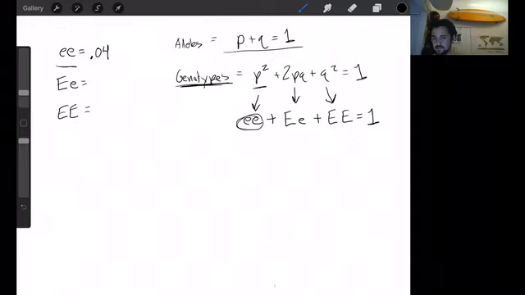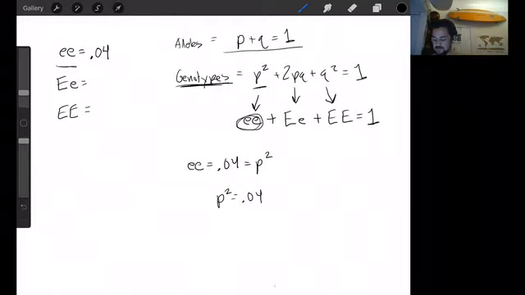So if this is the case, this EE value here, what is that equal to in the genotype equation? In the genotype equation, that EE value is 0.04. So EE equals 0.04 equals what in the equation? What did we assign that to? That was p squared, right. So if we want to find p, right now we have p squared equals 0.04, right?